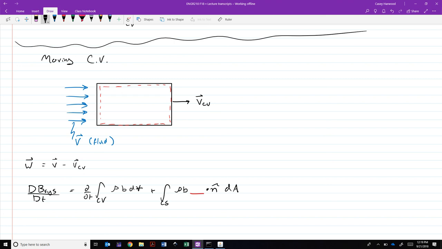So instead of putting the fluid velocity in here, we would find W, and we would put W into this box. And in fact, this is a good habit to get into, because what if your control volume velocity is zero? In that case, W simply equals V, and it reduces back to the form we had before.